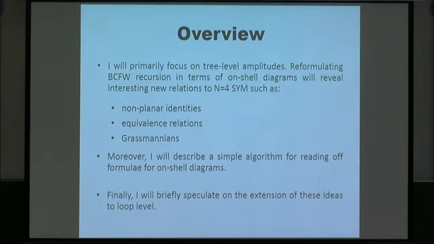There are analogous equivalence relations at the level of on-shell diagrams of N equals 8 supergravity, and also Grassmannian integral formulae. And moreover, this Grassmannian structure that I'm going to describe will allow us to deduce a simple algorithm for just reading off the formulae of on-shell diagrams. So in other words, just reading off expressions directly from the diagram. This requires very little amount of computation and is also very easily automatized. And finally, I'll briefly speculate about the extension of these ideas to loop level, and I think Yaroslav will probably have more to say on loop level amplitudes on Friday.